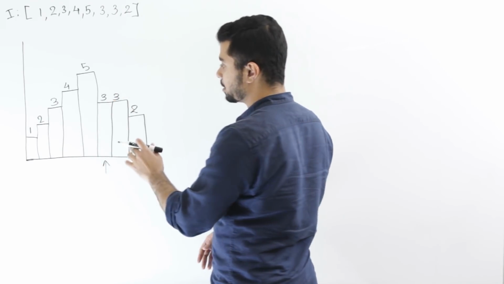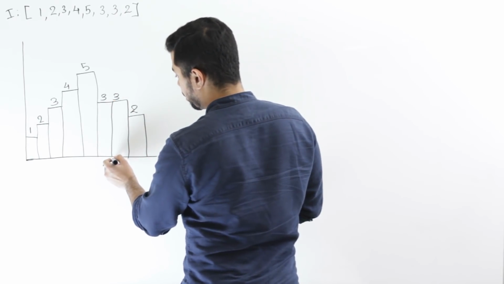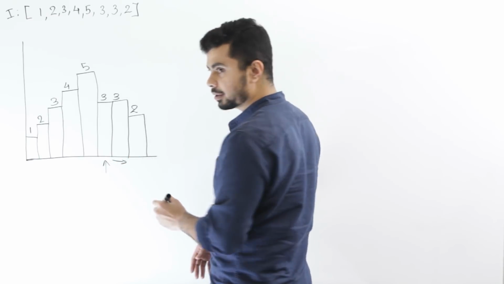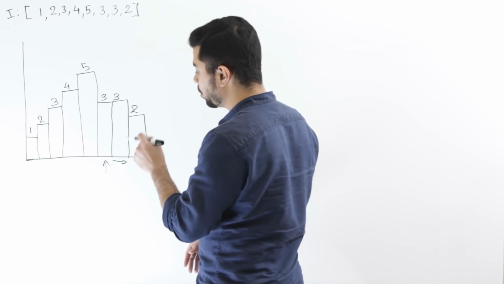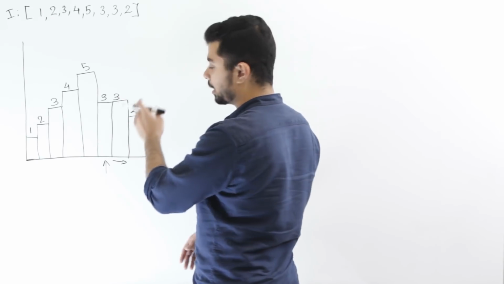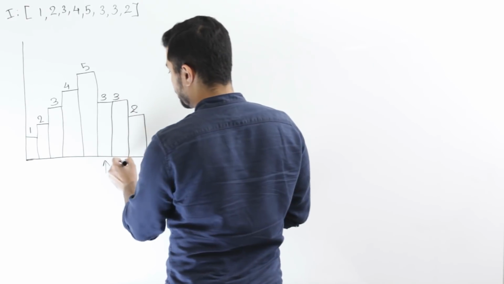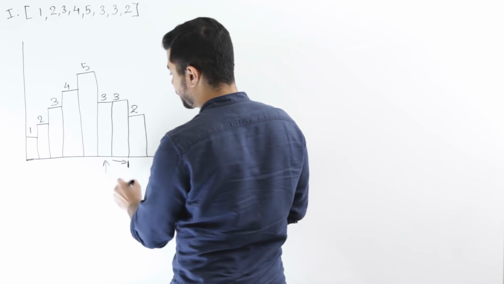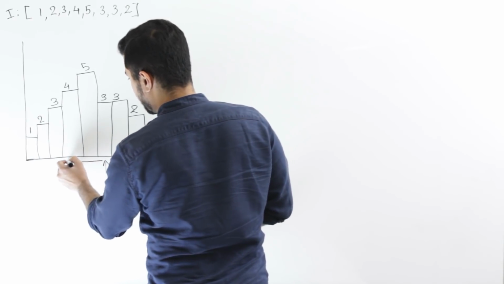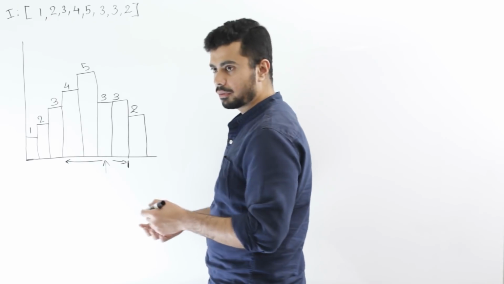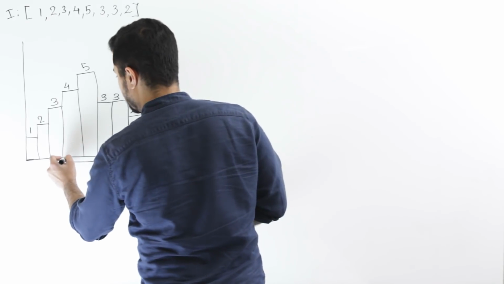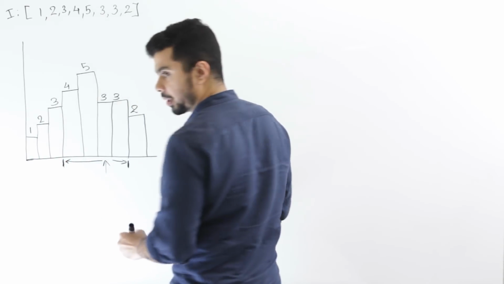And then for this index, I'll say, okay, what are the values to my right? And I will go all the way till the next value is less than me, right? So let's say over here, I stop right there. And I'll do the same thing. What are the values to my left? And I'll go all the way till the next value is less than me. So I'll stop right there.